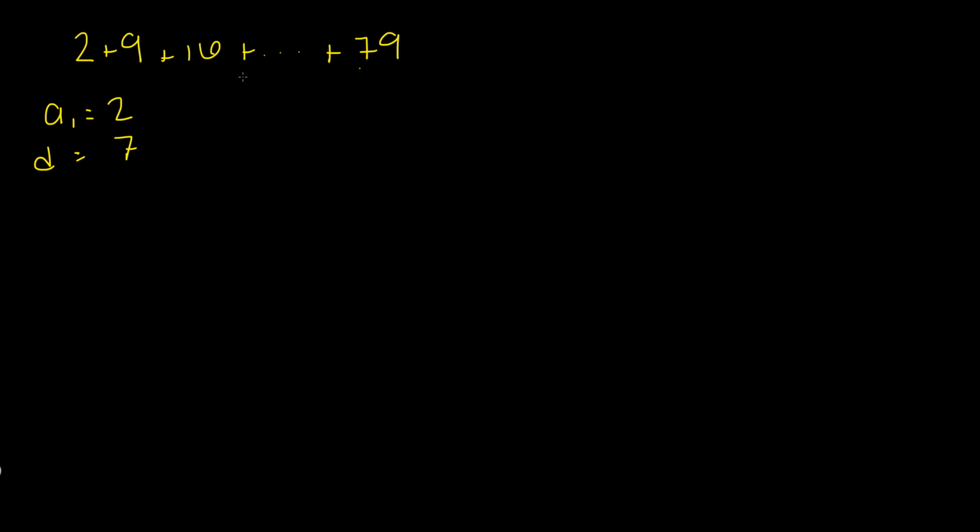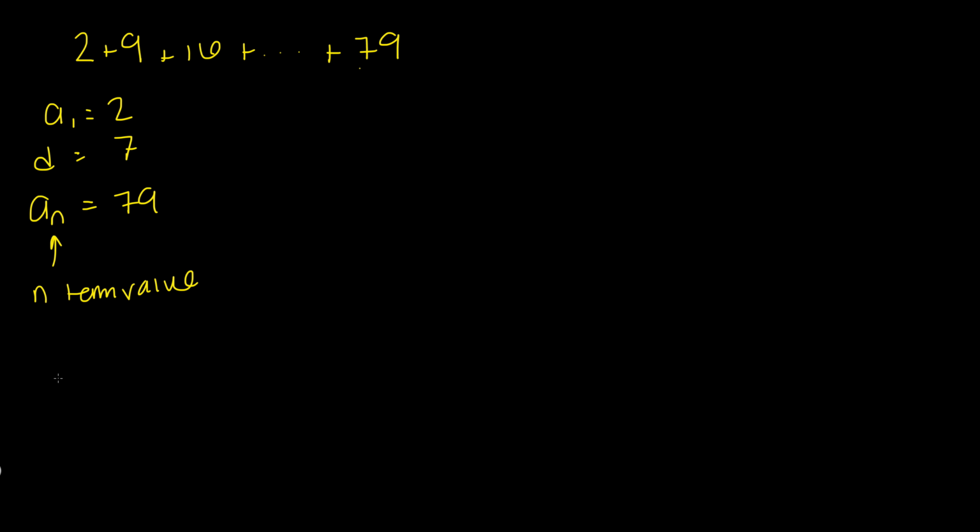And they want us to find the sum, so we do need to figure out how many term values we have in this summation. So I know that a sub n, where it could be any term value, so the nth term value, and I'm going to use this n for my variable, is equal to 79. So this is what we need to find out. We need to find out what term number 79 is.